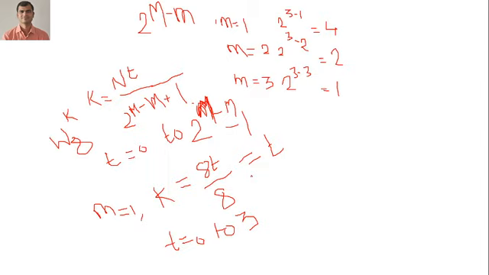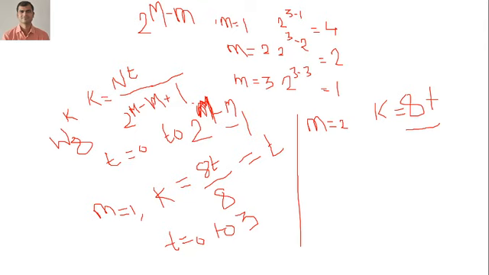Similarly, we can calculate for stage 2 also. Okay, so for stage 2, let me take the example here: m is equal to 2. The formula for k is known. So k is equal to 8t divided by 2 raised to 3 minus 2 plus 1.